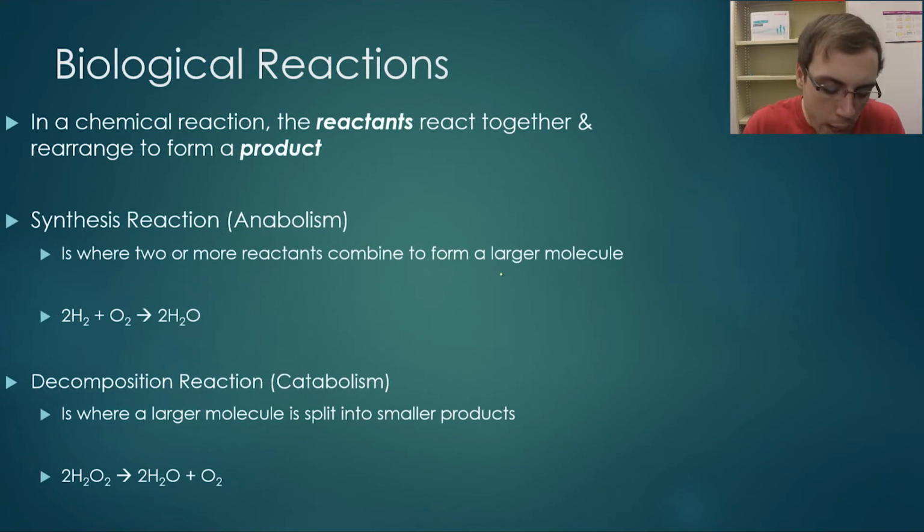Now let us look at some biological reactions. These reactions, this is how we would communicate them.